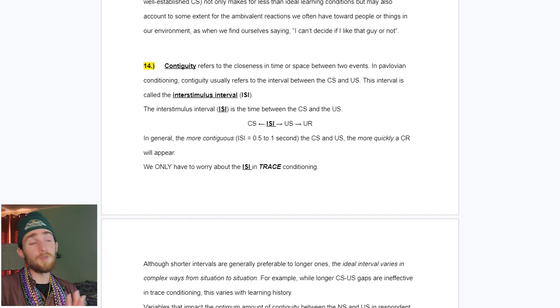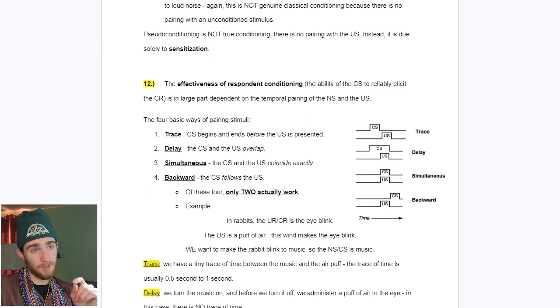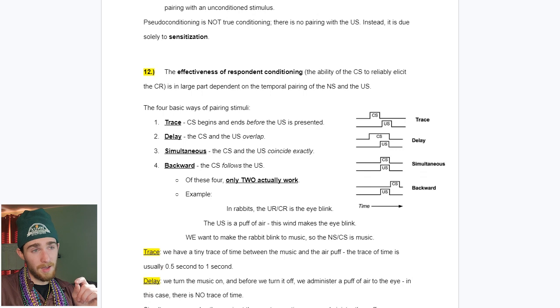With contiguity in Pavlovian conditioning, we're talking about the interval between the conditioned stimulus and the unconditioned stimulus, or neutral stimulus and unconditioned stimulus. Right, neutral stimulus, which will eventually become a conditioned stimulus. This interval is called the interstimulus interval, or the ISI. The interstimulus interval is the time between the conditioned stimulus and the unconditioned stimulus. Now, in general, the more contiguous the conditioned stimulus and the unconditioned stimulus is, the more quickly a conditioned response will appear. We only have to worry about the interstimulus interval in trace conditioning. That's important because going back up to here, we see this little gap of time is the interstimulus interval with trace, whereas we don't have that with delay.